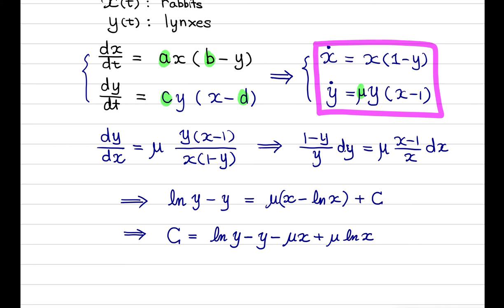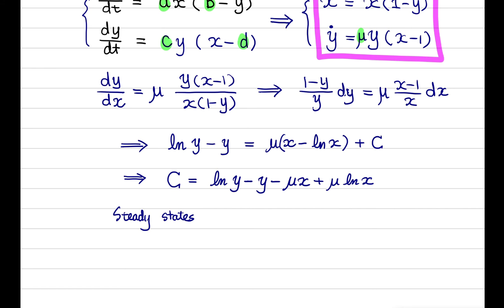A steady state is where the dynamical system stays at the same point. It's where x dot and y dot become 0. If you look at the right hand side, that happens exactly when x equals 0 and y equals 0, or x equals 1 and y equals 1. Of course, x equals 0 and y equals 0 is just no population, so that's the extinct state.